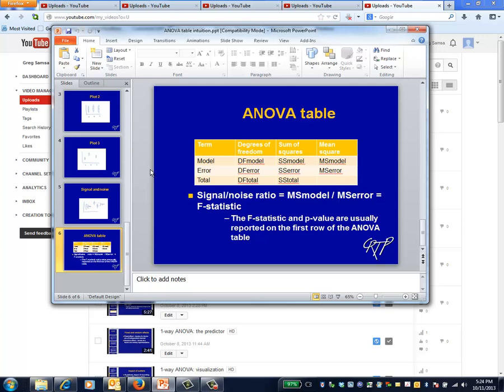After calculating the signal and the noise, the F-test divides the signal by the noise. The larger the value of this F-statistic, essentially the larger the signal-to-noise ratio, the lower the p-value that R will calculate for you. Another video covers the details of this calculation.